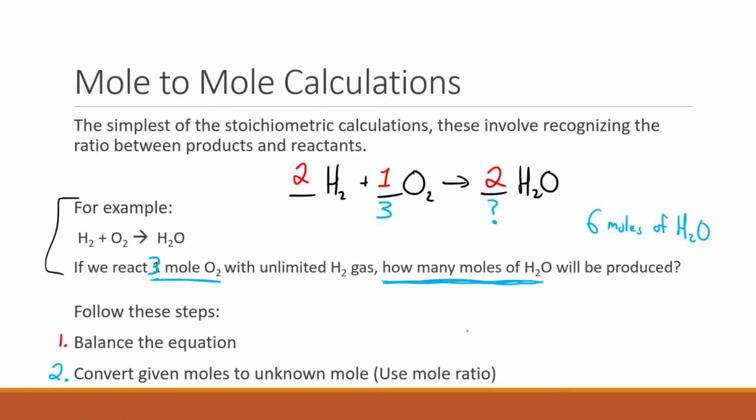This is exactly the same concept you use when you mess with a recipe, if you scale it up or scale it down. You're looking at the instructions, which is our balanced equation, and you're making it match what you need it to be. I need 6 people to each have a mole of water, and so I need 3 moles of oxygen for that.